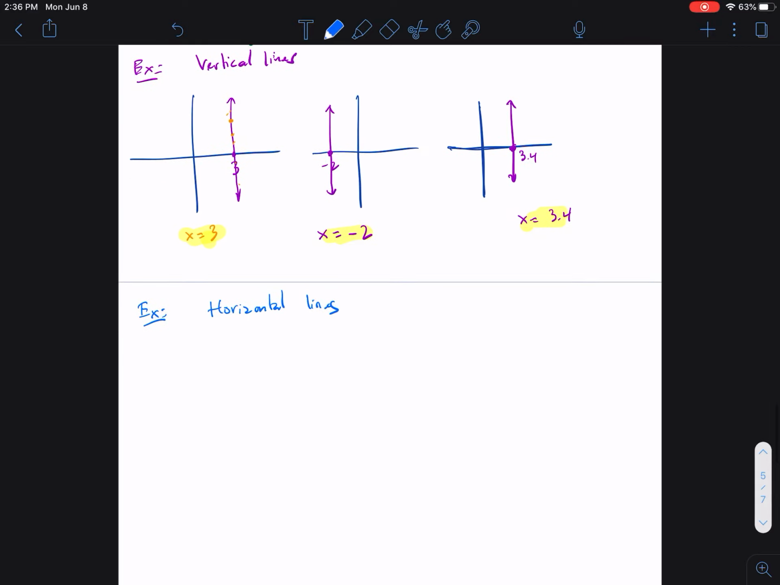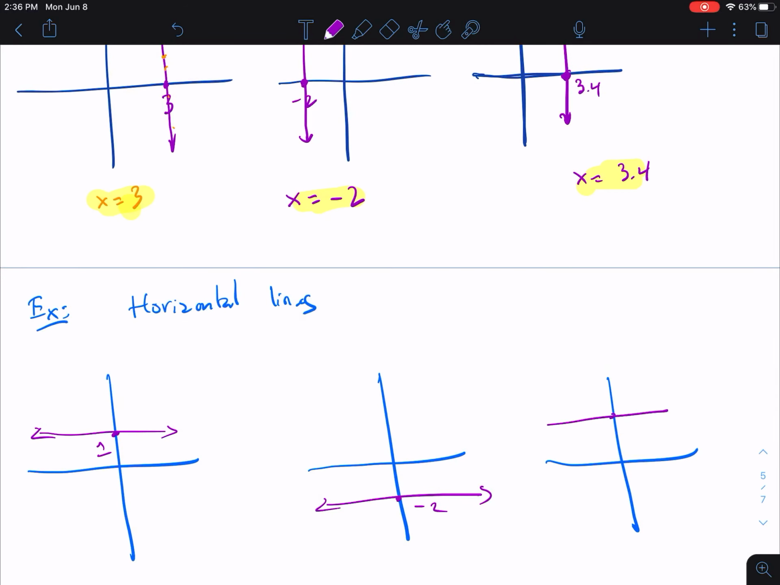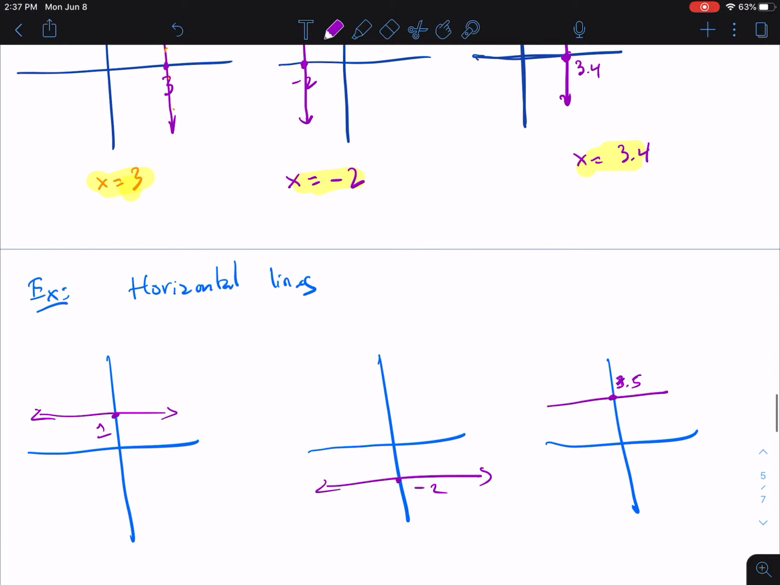All right. So let's draw a few here. Let's say we have a horizontal line that passes through, let's say, 1, and down here, let's say -2, and then up here, let's say positive 3.5, some decimal.